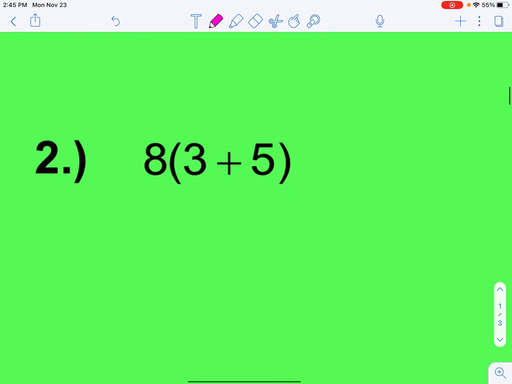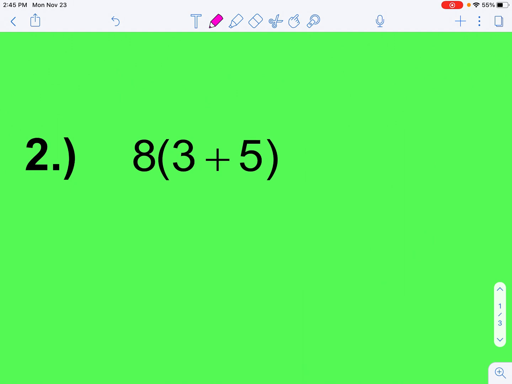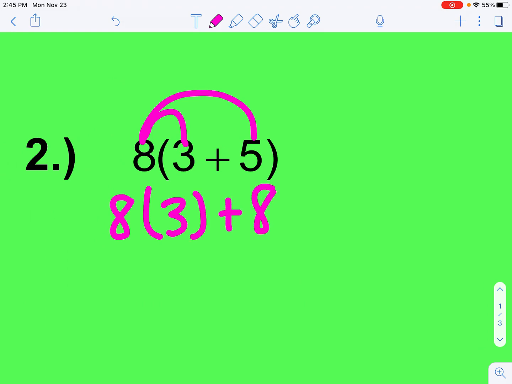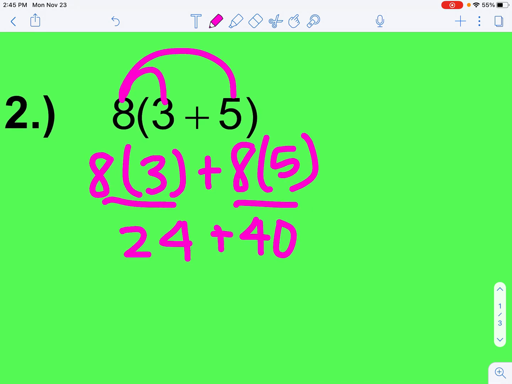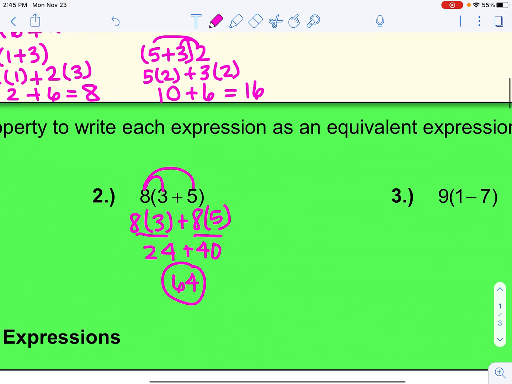Let's practice another one: 8 times 3 plus 5 in parentheses. Again, I'm going to multiply the 8 times the 3 and the 8 times the 5. So I'm taking 8 times 3 plus 8 times 5. 8 times 3 is 24, 8 times 5 is 40, so I'm really taking 24 plus 40, which gives us 64. I want you to try number 3 on your own and then come back and see if you got the same thing.